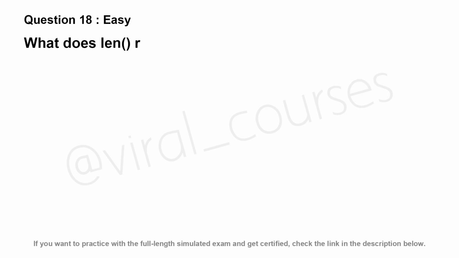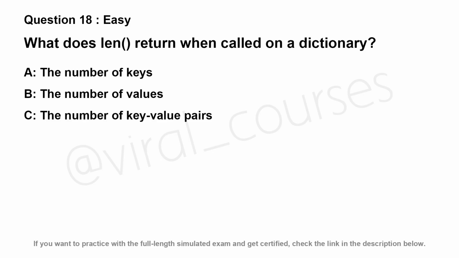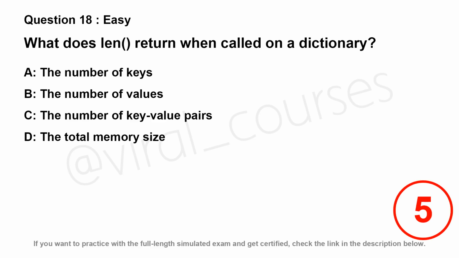What does len() return when called on a dictionary? Option A, the number of keys. Option B, the number of values. Option C, the number of key-value pairs. Option D, the total memory size.